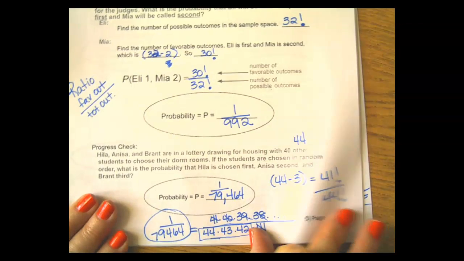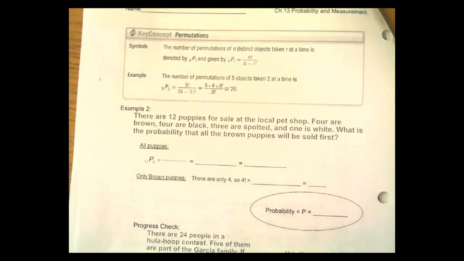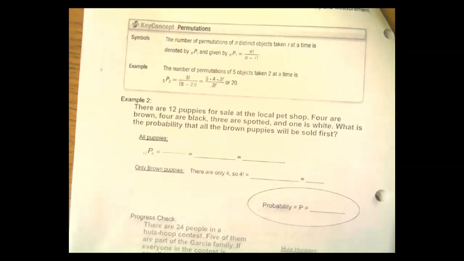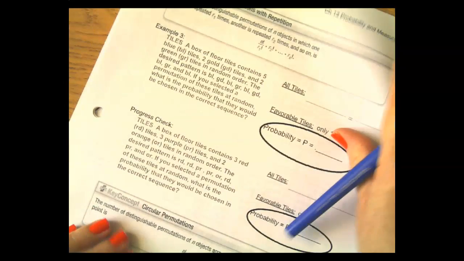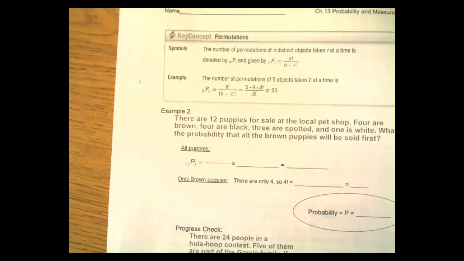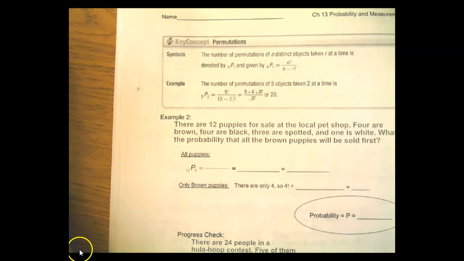Okay, next, permutations. So permutations, if you want to stop and do your assignment for that, I think we're fine. I think that's where our stop is. Yep, I'm going to stop. So factorials and then permutations.